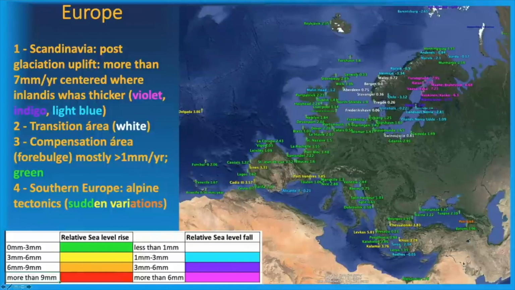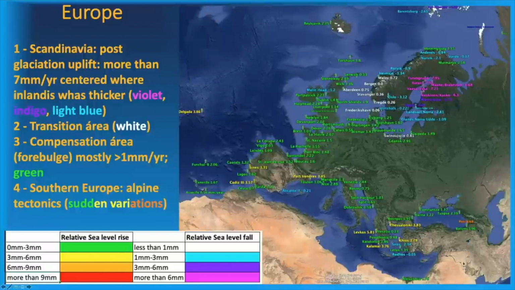Then you have places where the sea level is going down also, but in a very light way. So about less than 1 millimeter per year, or even a stable sea level, as relative sea level trends show. The sea levels that you can see on the tide gauges.